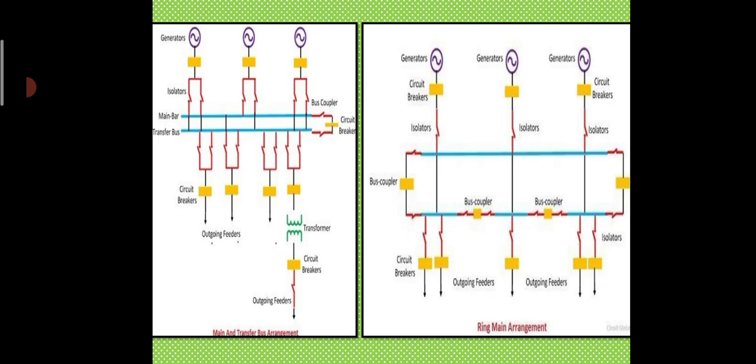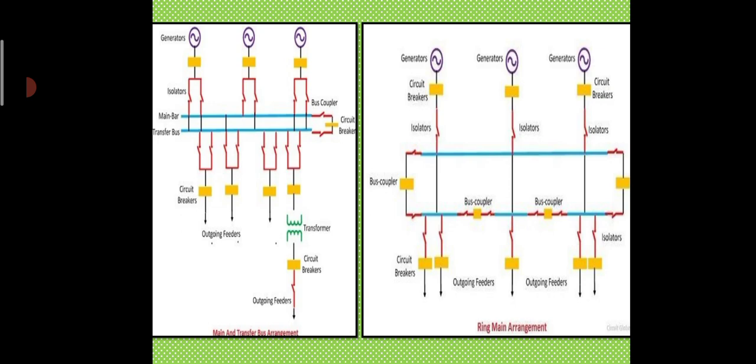There is greater flexibility of operation. This arrangement allows circuit breaker maintenance without interruption of service to any circuit. A fault on a feeder results in the loss of the breaker on each side of the feeder. The scheme provides high reliability and operational flexibility at a cheap cost. This is not a commonly used arrangement at present.